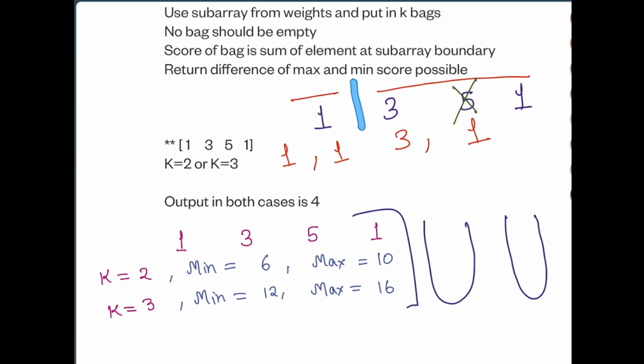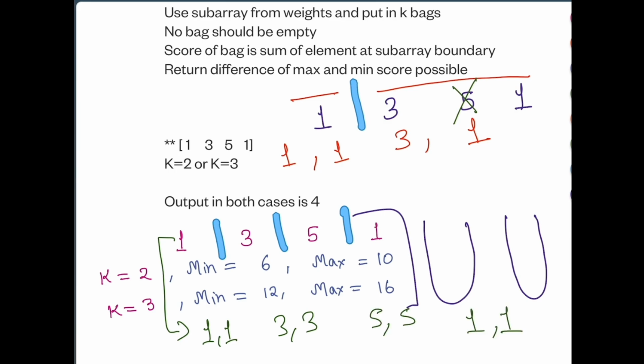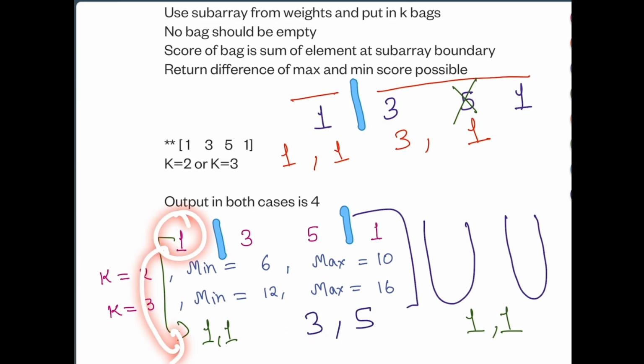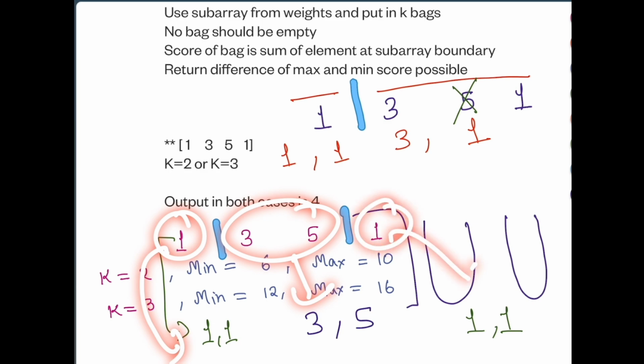Let's try to create more splits, 1, 2 and 3. In this case, the subarrays which you have created are 1 comma 1, 3 comma 3, 5 comma 5 and 1 comma 1. And in this case again you will notice the leftmost and the rightmost elements are always there in your data. Even if you do not create a split at this point, instead of 3, 3, 5, 5, you will have just 3 and 5, because in this case you have this as a subarray, this as a subarray and this as a subarray.